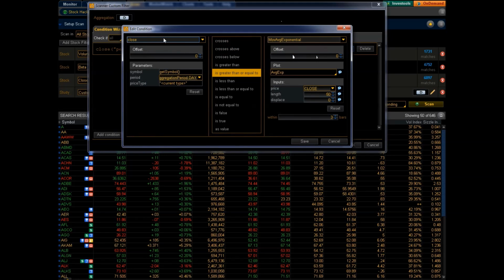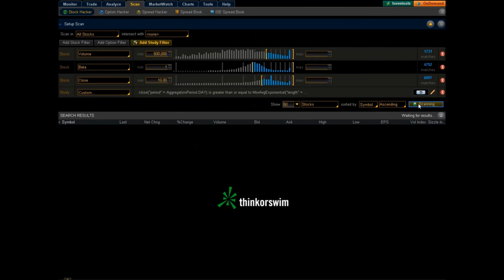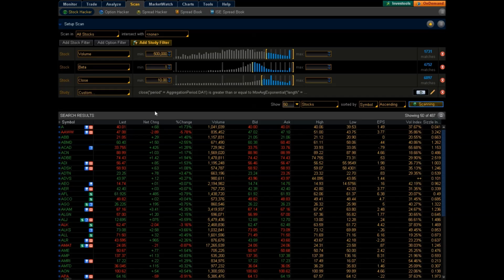Okay, so basically we've got the closing price on a daily basis is greater than or equal to the moving average exponential with a value based on the closing price of 50 within 3 bars. So that's basically what I'm looking for. And I think that will help me find stocks that are probably in an uptrend. So if I go ahead and run that study and scan, it's going to find me some stocks that are above the 50-period moving average.